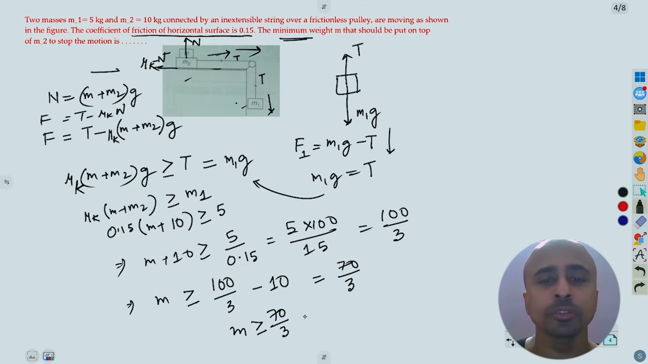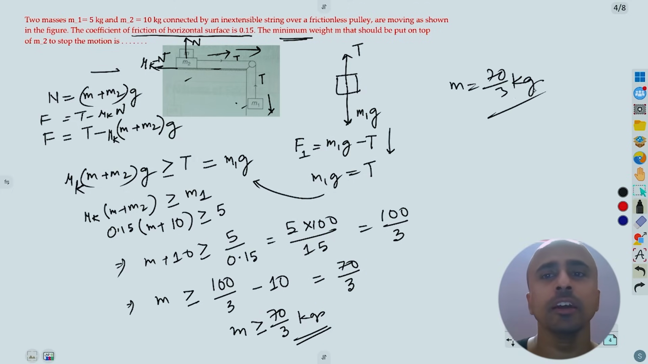which approximates to something, whatever with the approximation. M should be minimum 70 by 3 kg. Okay. The minimum weight of M should be 70 by 3 kg. If you have been given multiple choice options, then you may have 70 by 3, or if it is given in decimal, then you have to calculate how much it is. Maybe it is 23 point something.